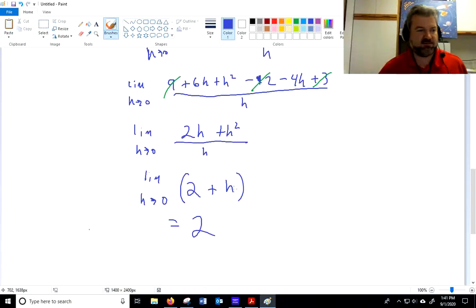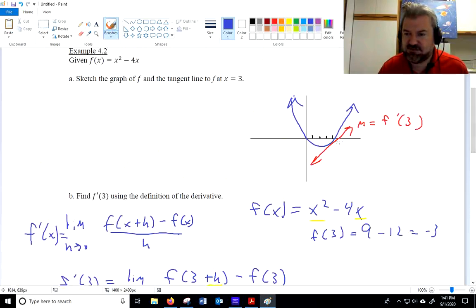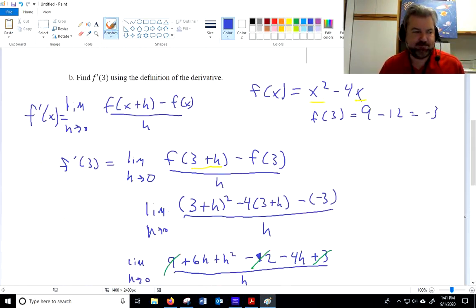So we know that the limit as h approaches 0 of this function was 2. So that must be f prime of 3. That is the slope of this line. All right, let's check our work using the alternative definition of the derivative.